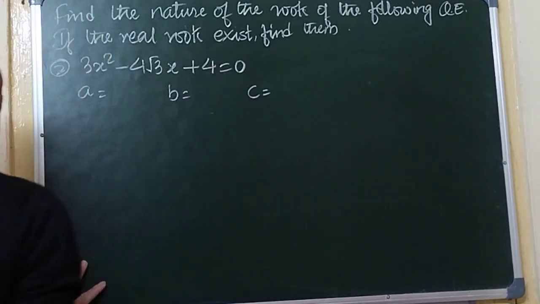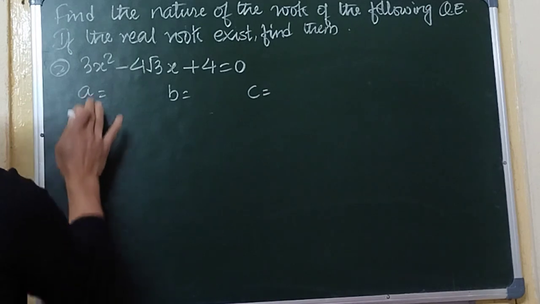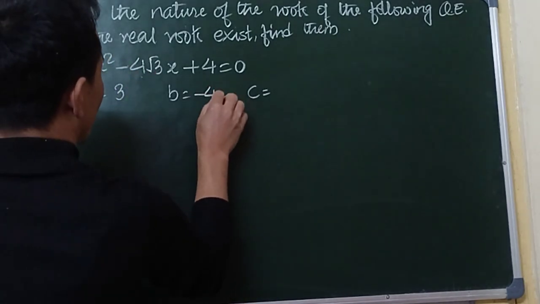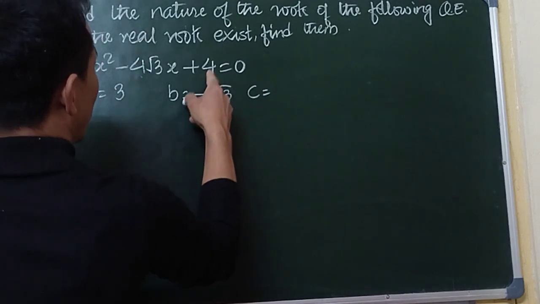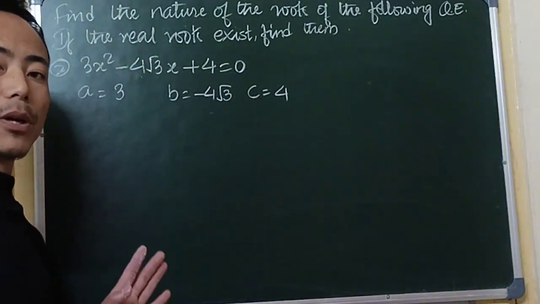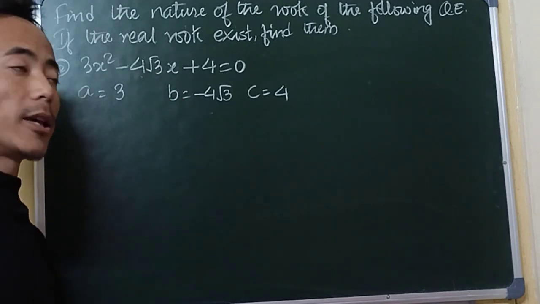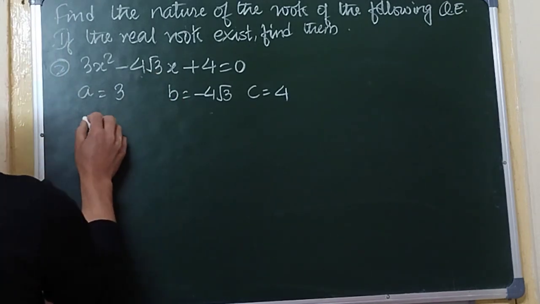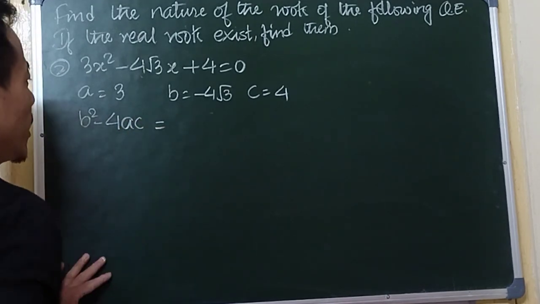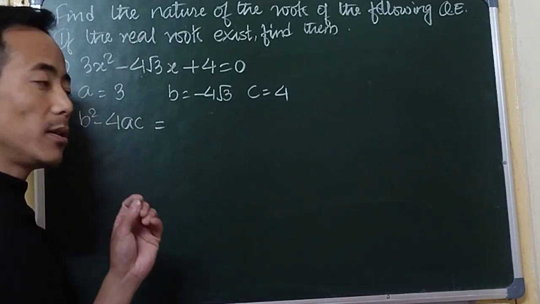So if you compare it with the general form of the quadratic equation, then the value of A is 3 here, B is minus 4 root 3 and the value of C is 4. So you have obtained the value of A, B and C by comparing it with the general form of the quadratic equation. After that, you have to find the value of the discriminant, that is B square minus 4AC.